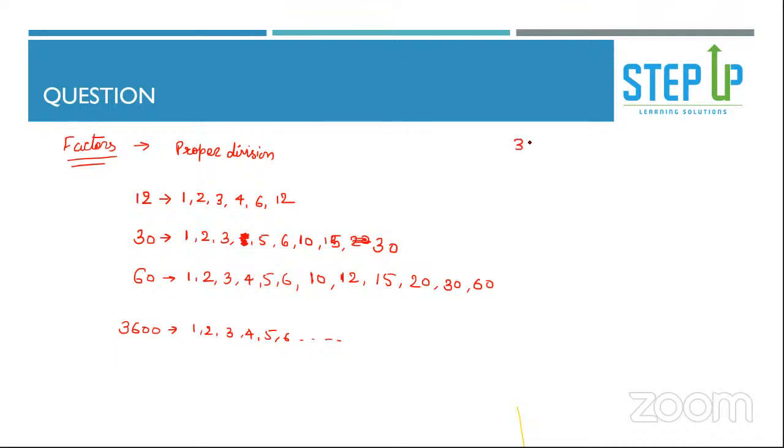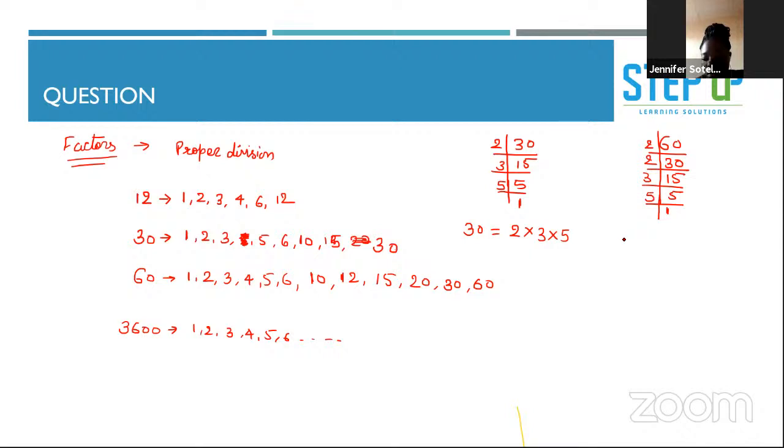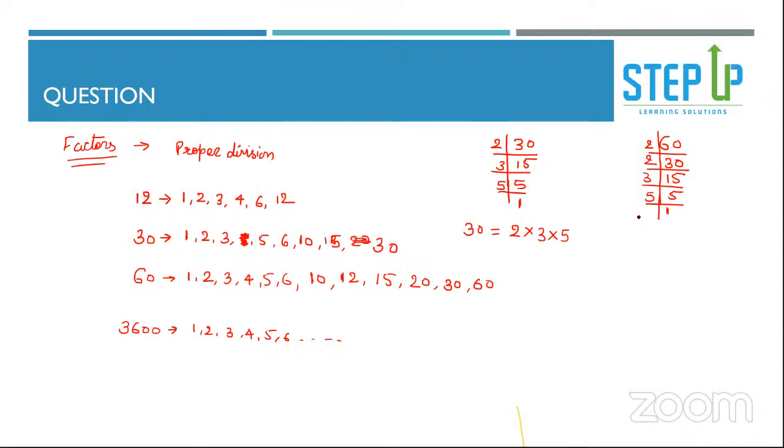Let's start from 30. So I will take the prime factorization for 30. So 2, 15, 3, 5, and 5, 1. All right. So for 30, it is 2 into 3 into 5. Right? I'll take one more, 60. I'll go for prime factorization. 2, 30, 2, 15, 3, 5, and 5, 1. Okay. So 60 is equal to 2 into 2 into 3 into 5.